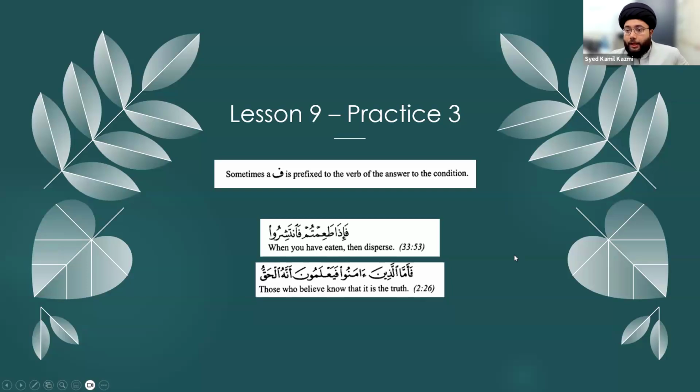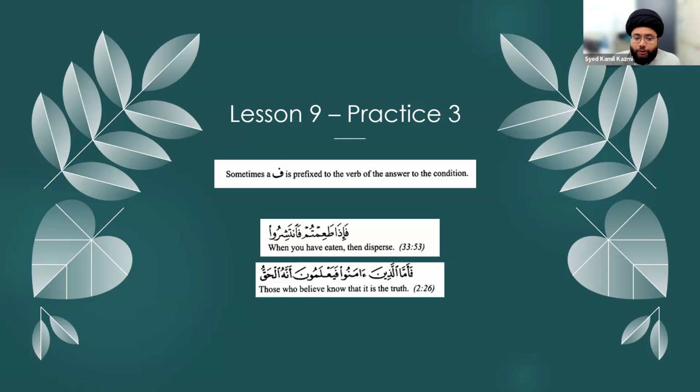Okay. This point, there is a huge detailed talk on when the fa comes. There are some places where the coming of the fa is wajib, some places it's jaiz, and so on and so forth. Okay, but that is for a higher level of Arabic. At this level, we need to just understand that sometimes in the answer to the condition, a fa occurs. So sometimes when you see a fa and there was a condition there, it's a quick and good indication that this might be the response to that shart.